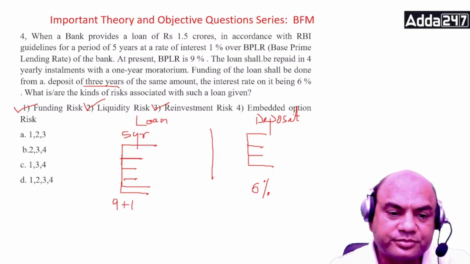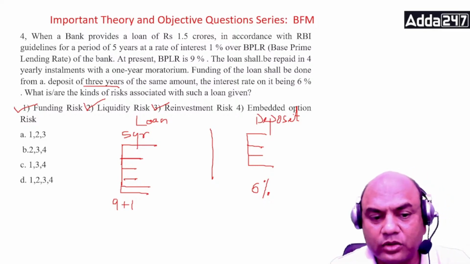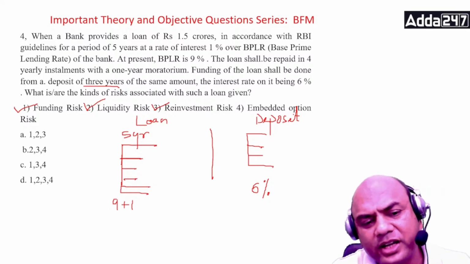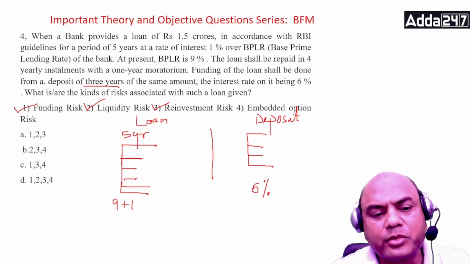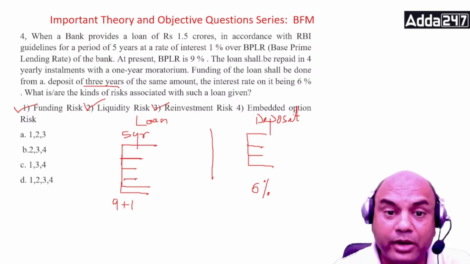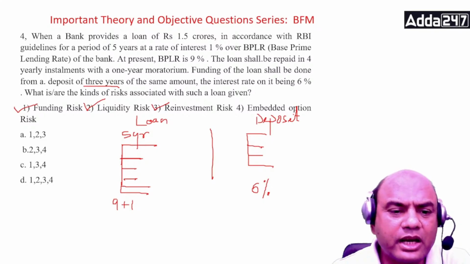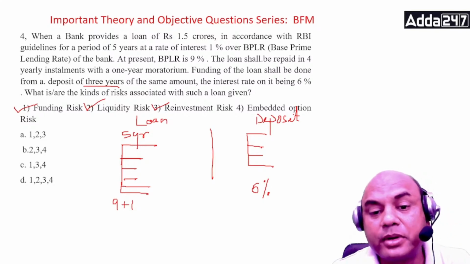This person, a loan holder, has taken the loan for 5 years, but he can come tomorrow also. Forget the moratorium period. This customer can come tomorrow, within the moratorium period. He might come and tell you, see, I have the money now and I want to repay it. That is known as embedded option risk.